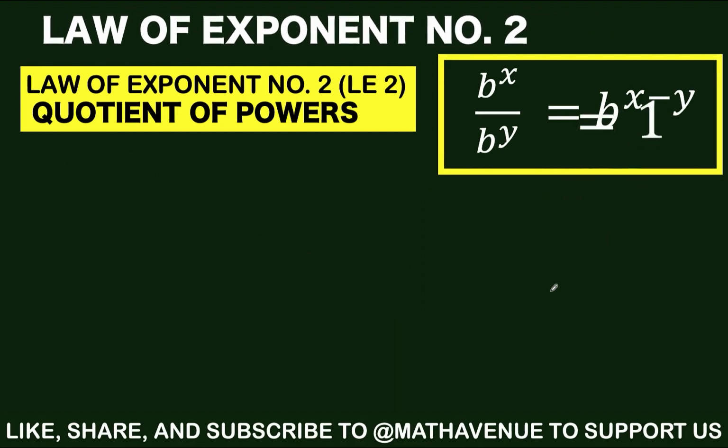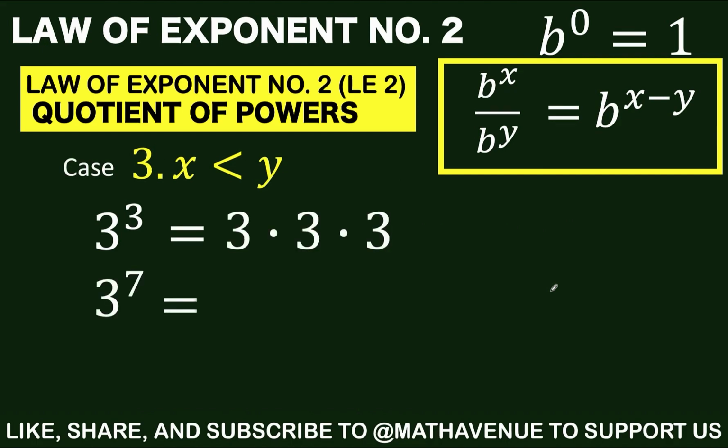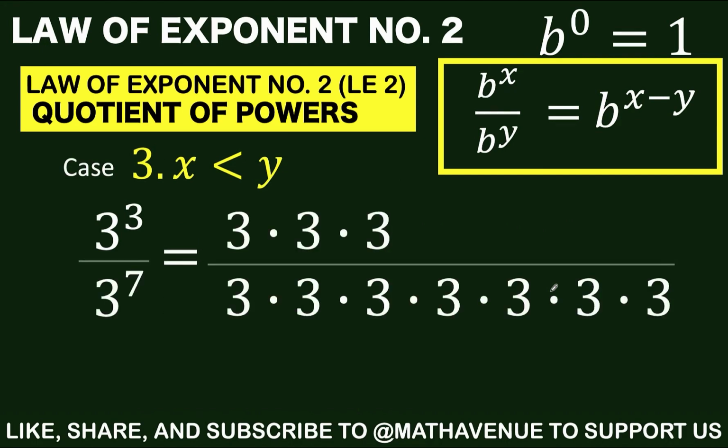Now let's move to case number 3. In case number 3, what happens when the exponent in the numerator is lesser than the exponent in the denominator? Let's say we have 3 to the 3rd divided by 3 to the 7th. And this is how it looks like. Again, pair by pair, there's a factor in the numerator that is the same as another factor in the denominator, and when divided, that resulted to 1. And in this particular case, there are 3 pairs of factors that we can cancel out.